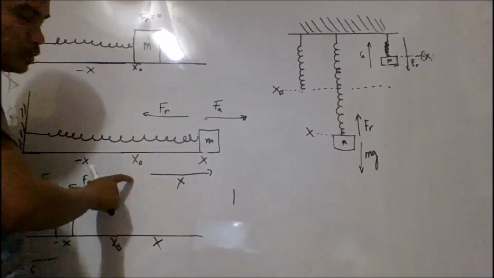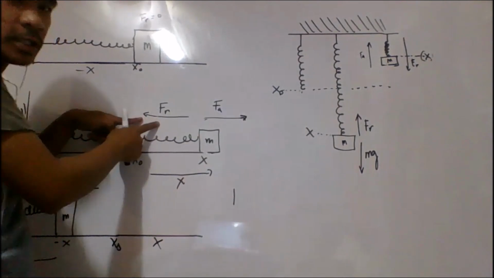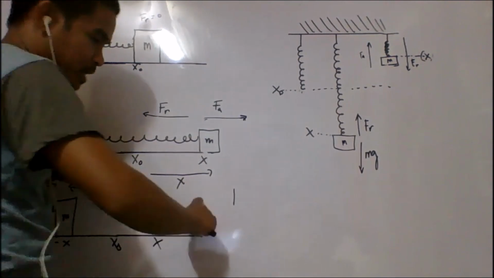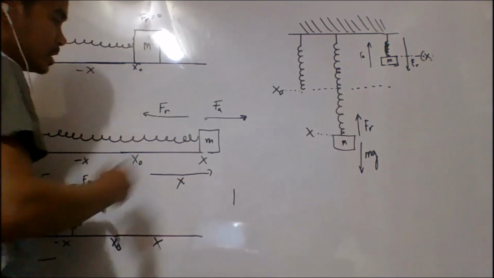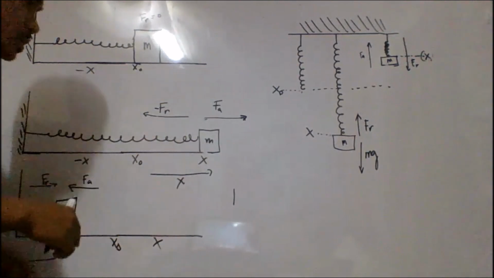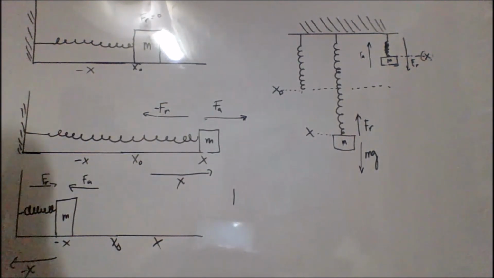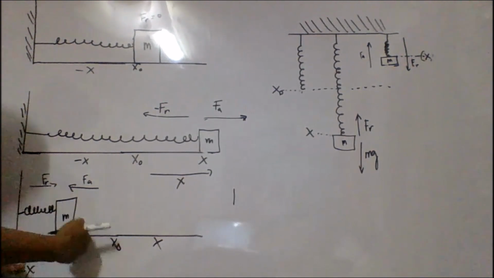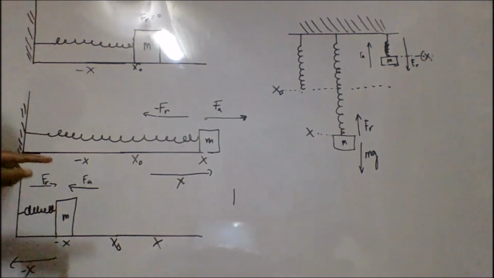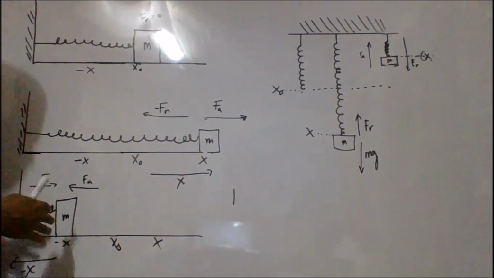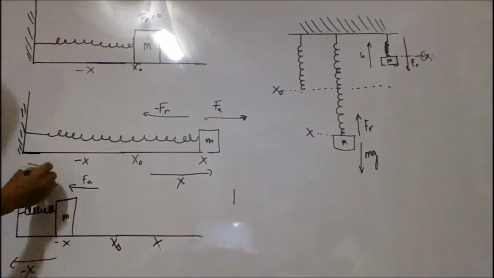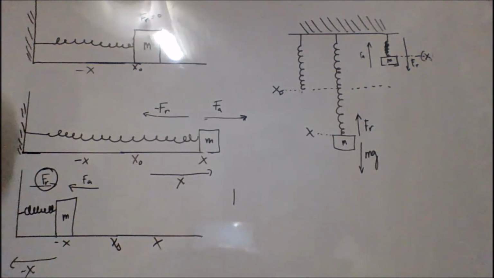Now, if the object moves towards positive X, since F of R, the restoring force, and X are in opposite directions, the displacement is positive, and F of R here is negative. The restoring force is negative since these two are in opposite directions. Then if the system goes to the negative direction, again, the displacement and the restoring force, or the force exerted by the spring, are in opposite directions, and the displacement goes negative, then the restoring force is positive.